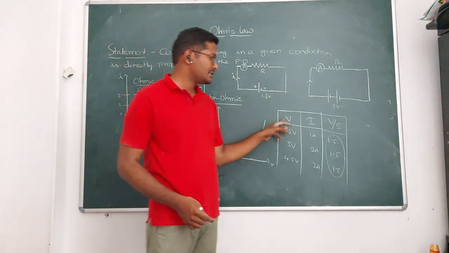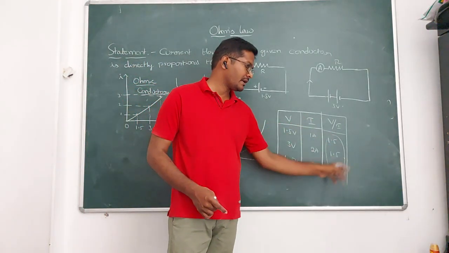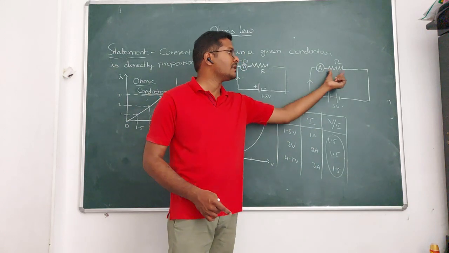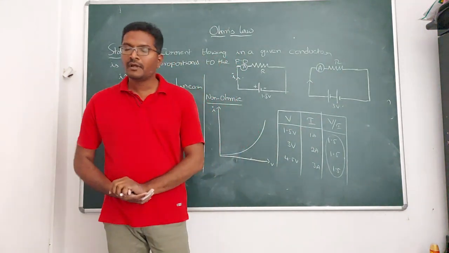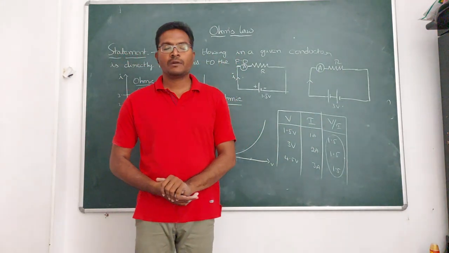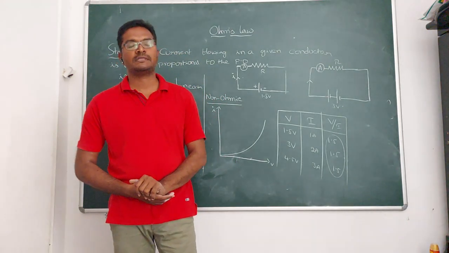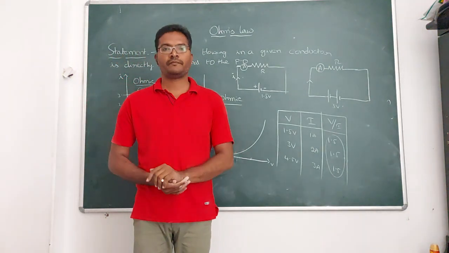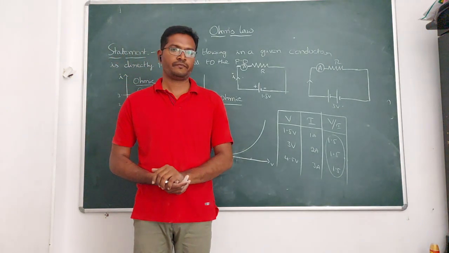And if you do V by I, then you will get a constant. That constant is nothing but the resistance of the conductor, whatever conductor we have taken. This is about Ohm's law. A very simple experiment and a very important experiment.